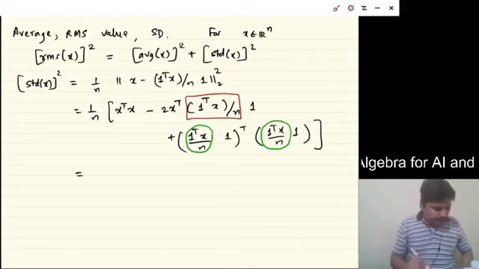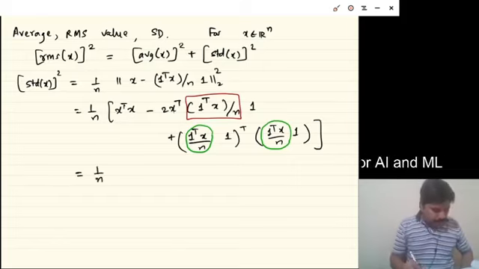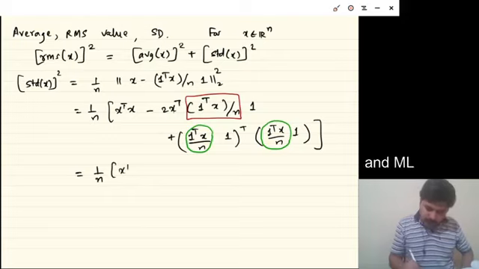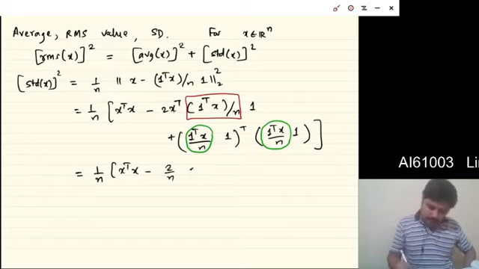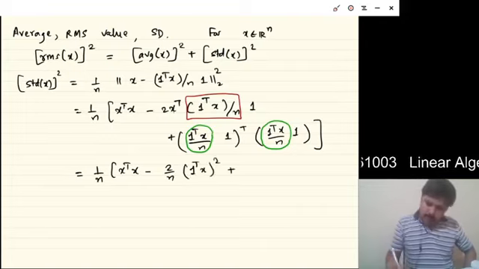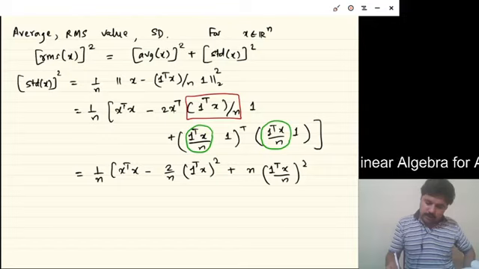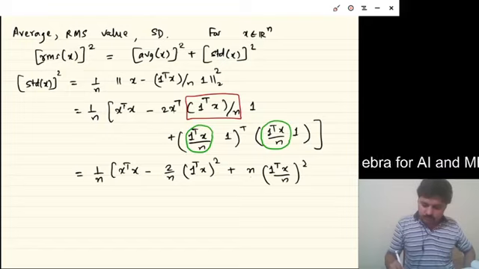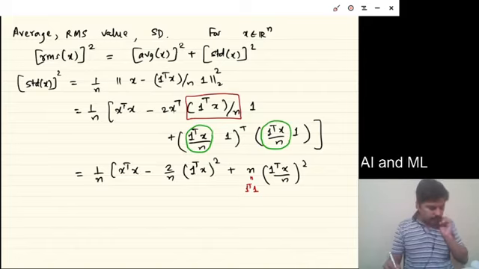Let us try to understand and simplify these steps. So you have this as 1 by n, and you have x transpose x minus 1 transpose x by n. This term, you will agree with me, is basically 1 transpose x whole square. And you have a term here which is n into 1 transpose x divided by n whole square. So this n is coming out because of 1 transpose 1. That is what you have to remember. That's how you get this particular term.